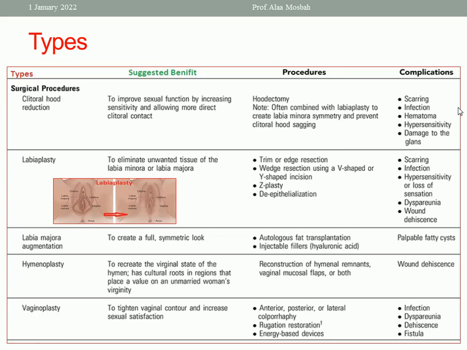And this is catastrophic. You may distort the area, you may cause hazardous complications. Okay?